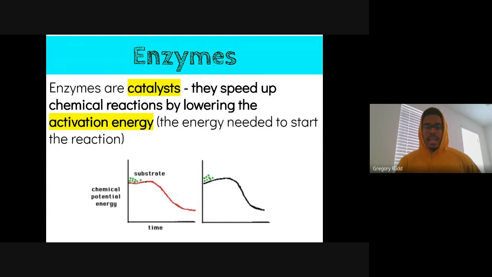Enzymes are catalysts. They speed up chemical reactions by lowering the activation energy. And the activation energy is the energy needed to start the reaction. We're going to see an image that illustrates this pretty well. But I want you all to take some time to write this sentence down. Enzymes are catalysts. They speed up chemical reactions by lowering the activation energy, the energy needed to start the reaction.